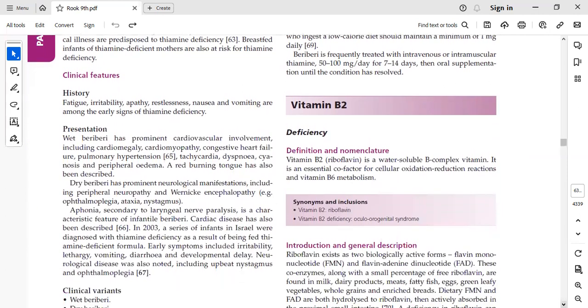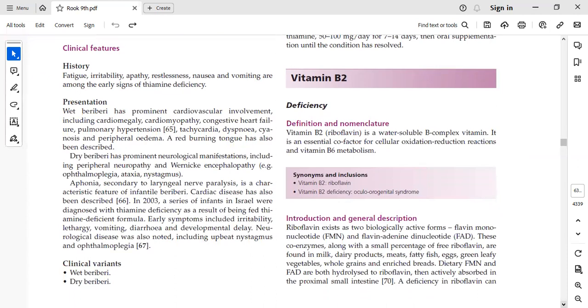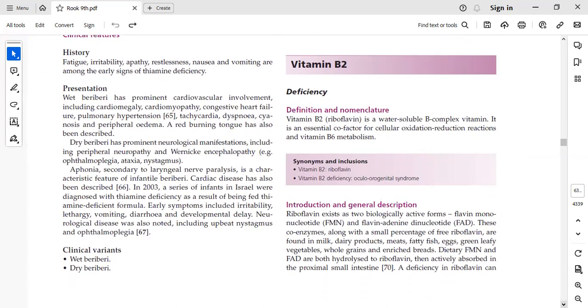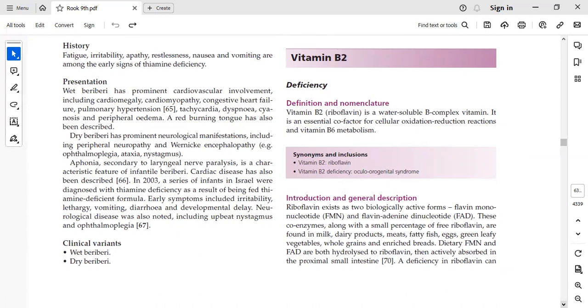Now the next vitamin, vitamin B2, also known as riboflavin. It's also a water-soluble vitamin, and it's an important cofactor for various cellular redox reactions and in vitamin B6 metabolism. There are two active forms of riboflavin, riboflavin mononucleotide and flavin adenine dinucleotide. The dietary sources include milk, dairy products, fish, meat, eggs, green leafy vegetables, whole grains, enriched breads. Among these, the richest sources are the milk, the dairy products, and the meat.